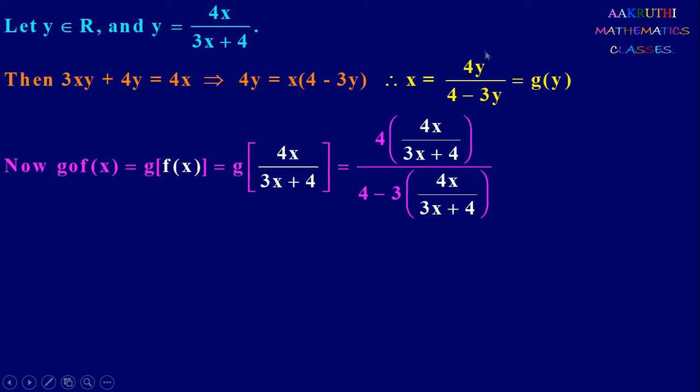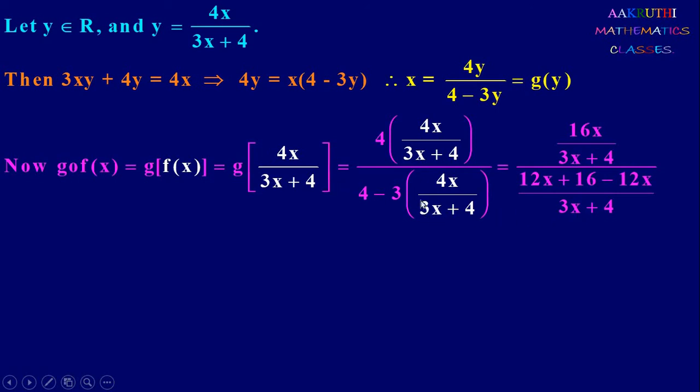So in g of y, in place of y, you have to write 4x divided by 3x plus 4. Now we simplify this. When we simplify this, here you have to multiply. So when we multiply this, we get 4 into 4 is 16x divided by 3x plus 4. And here we take LCM. So here LCM is 3x plus 4.